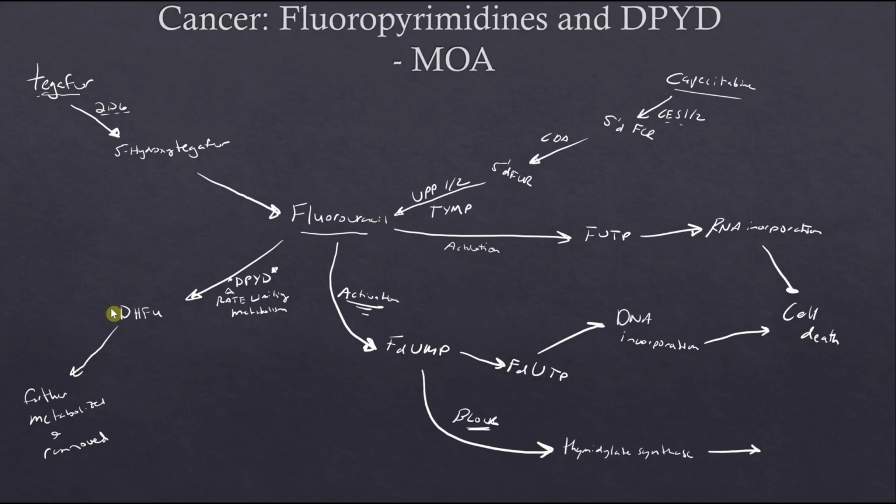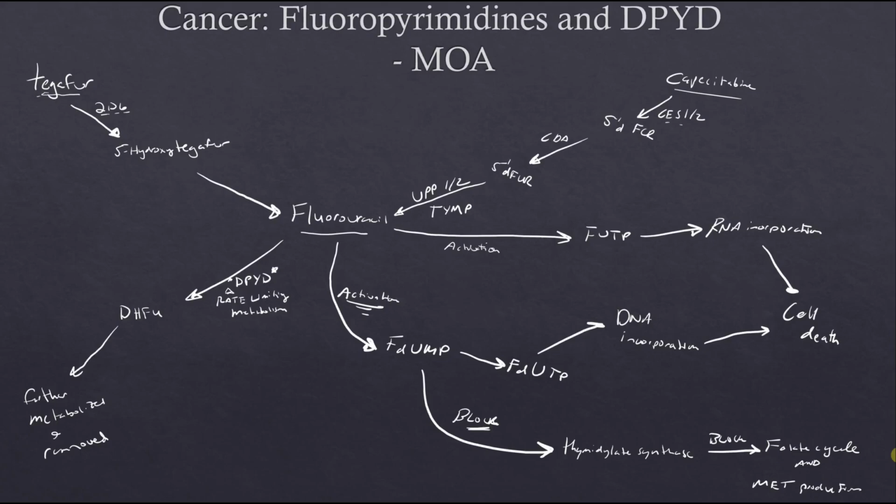Fluorouridine triphosphate gets incorporated into RNA, which then causes cell death. And on the flip side, the fluorodeoxyuridine triphosphate gets incorporated into DNA, which causes cell death. And remember, this is for cancer, so it would be cell death of the tumor. And then finally, the fluorodeoxyuridine monophosphate actually goes in and blocks thymidylate synthase, which then blocks the folate cycle and the production of methionine. So therefore, it's also a method to prevent the DNA replication of the tumor.